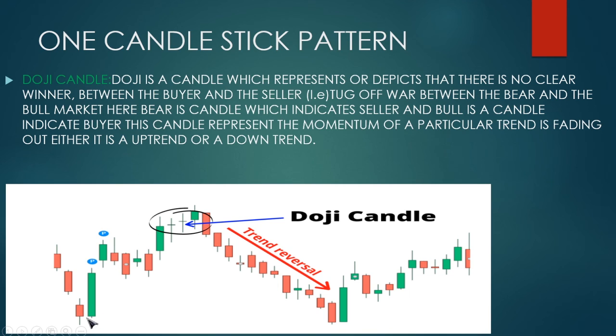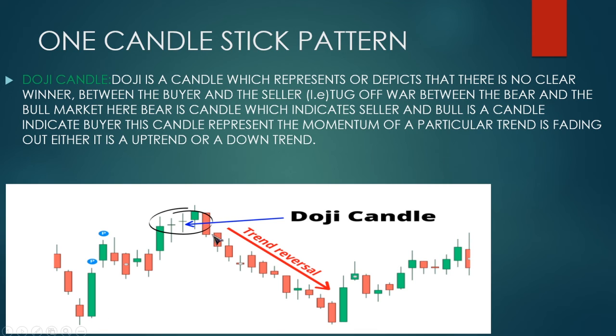Here the price of this candle opened at this point, then it went up to here and then closed at this point. See here, the difference between the open and close price is very high. This is the open, this is the close. Since the close is above the opening price in this candle, it is a bullish candle. Clearly we could see it is a bullish candle.